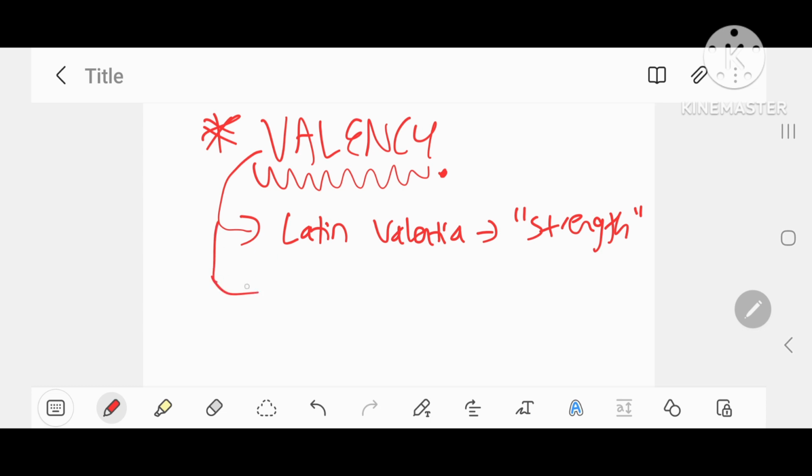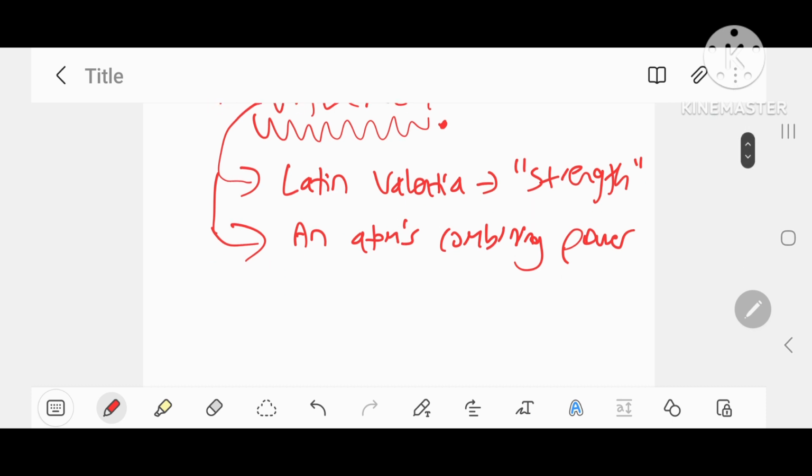So in that regard, valency is basically, the best way I can define it, an atom's combining power. So in other words, it's basically the ability of an atom to combine, the relative strength of an atom to combine with some other atom, okay, for some other particular element.